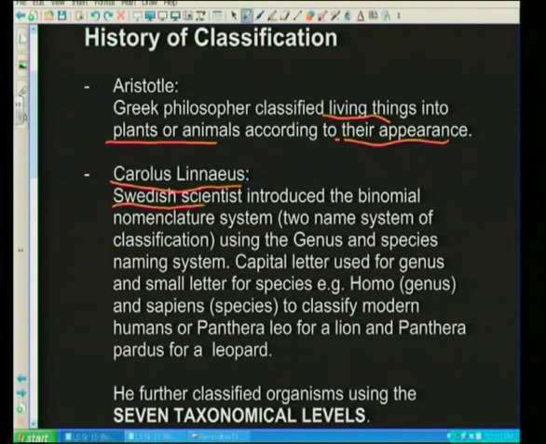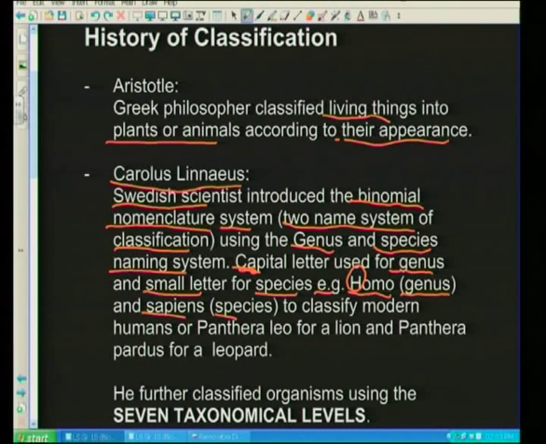He was a Swedish scientist, and he introduced the binomial nomenclature system, which is a two-naming system of classification. He used the genus and the species naming system. A capital letter was used for genus and a small letter for species. Example, Homo is a genus name, and here you can see the capital letter, and sapiens is a species name, and here you can see the small letter.